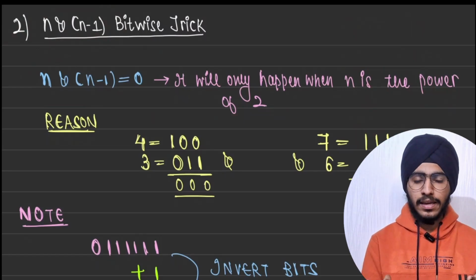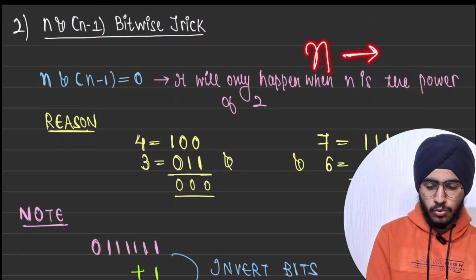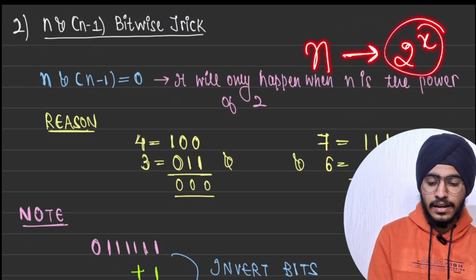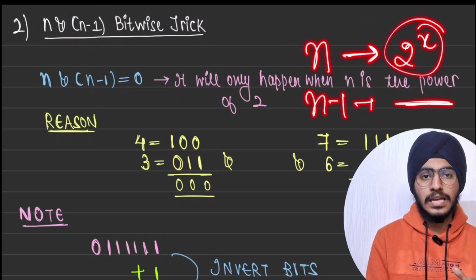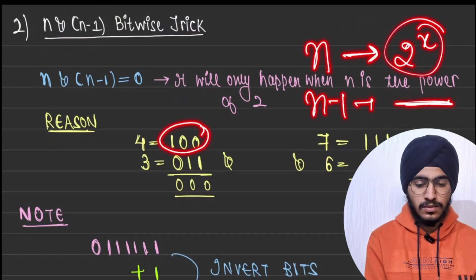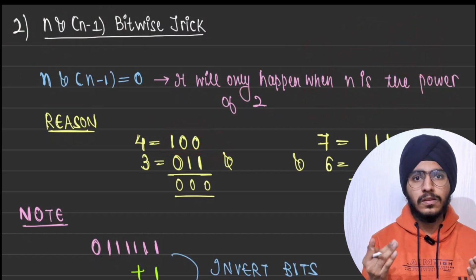The second thing is, for every power of 2, for example 2 raised to power x, its previous number is just the opposite in the binary form. For example, 4 is 100, then 3 is 011. Why is it always just the opposite?